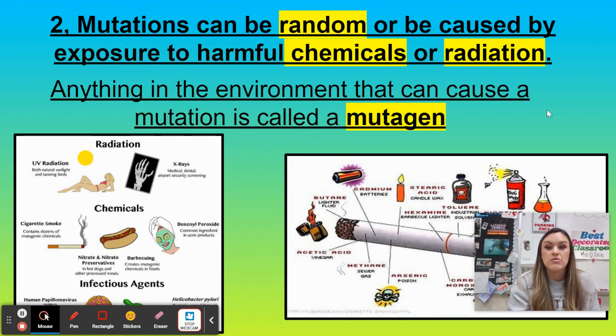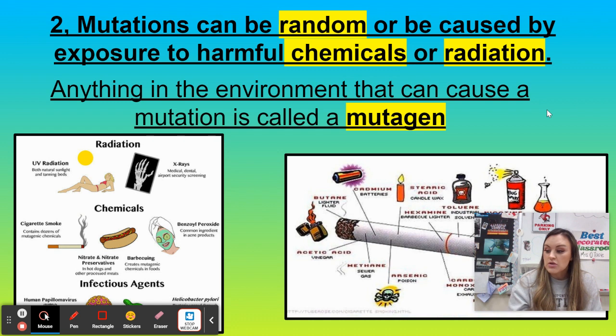So mutations can be random, or they can actually be caused by exposure to harmful chemicals or radiation. Anything in the environment that can cause a mutation is called a mutagen. So when we talk about mutagens, we're going to talk about a few different things that can cause these mutations, whether it be radiation, like the sun, radiation from X-rays, or chemicals, like cigarette smoke. When we talk about preservatives, some of those can be mutagens as well.